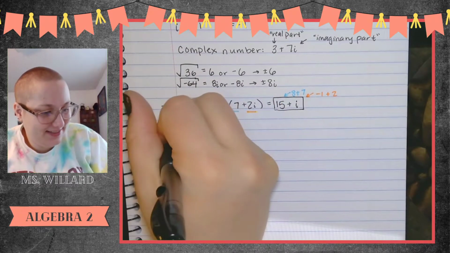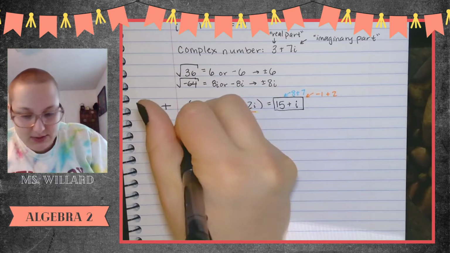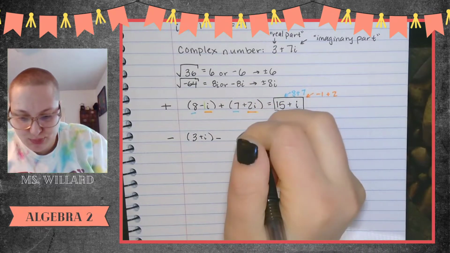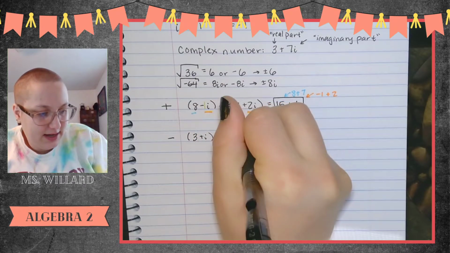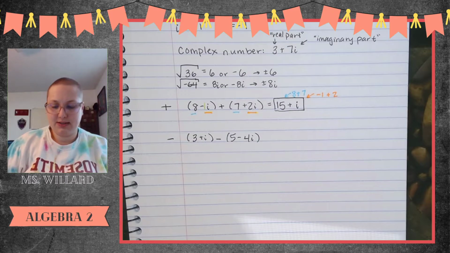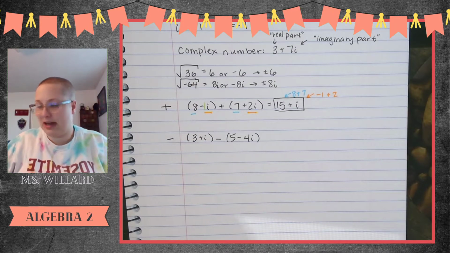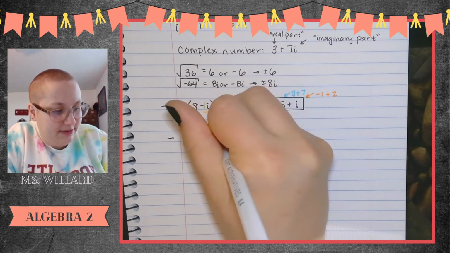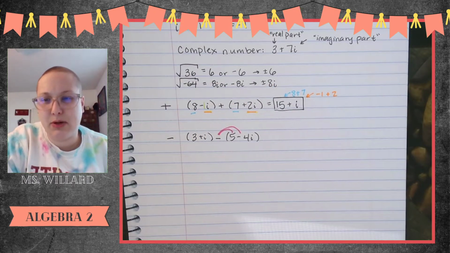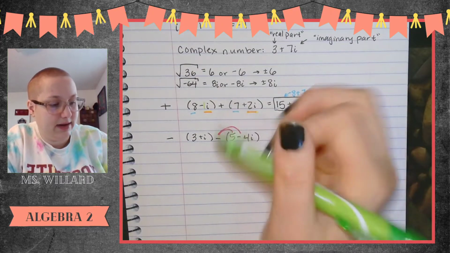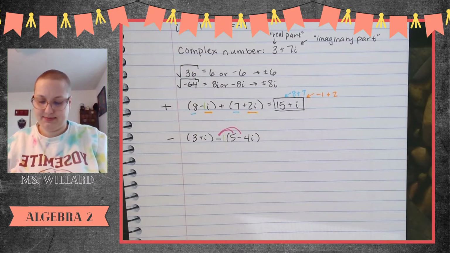Ready for subtraction? Let's do 3 plus i minus 5 minus 4i. So the first thing we're going to do, why not just add another color into this? Get ready. We're going to distribute this negative into my problem. So I'm basically going to multiply everything by negative 1. Or you can also think about it as changing the signs.